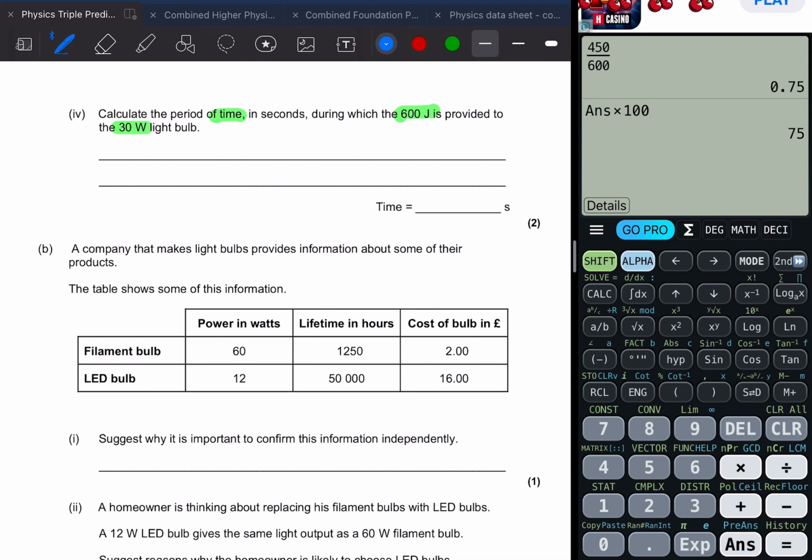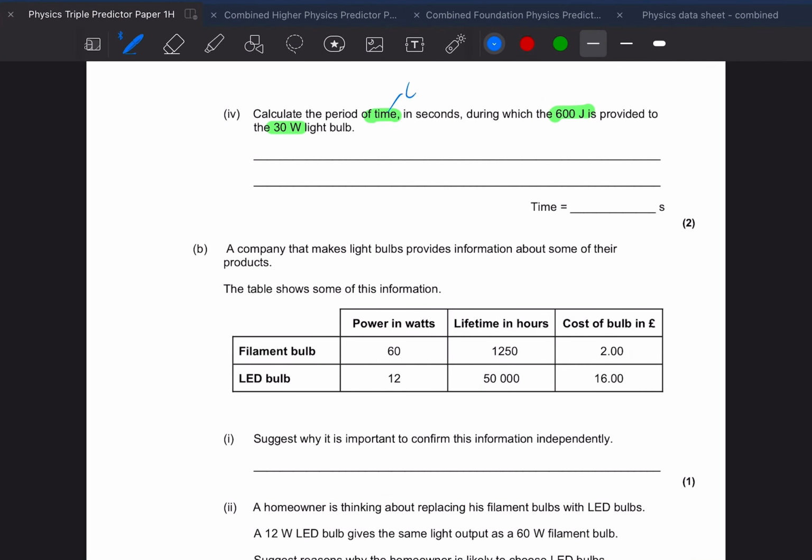So we can start to annotate this up. So we've got a time, we've got an energy, and we have got a power. And the subject is going to be the time. So let's choose our formula. F for formula, we're going to go to this data sheet. We've got time, energy, and power, and we want time. Oh, there's one straight away. Power is energy transferred divided by time.